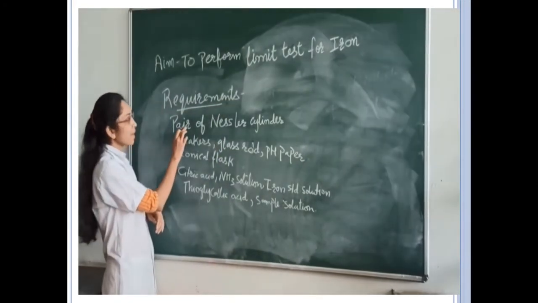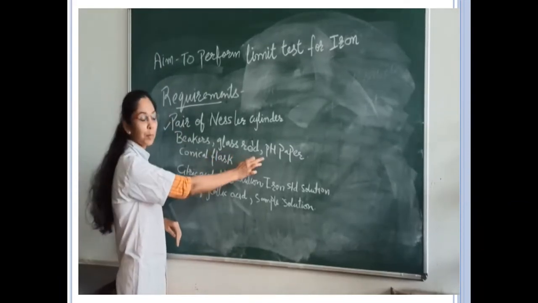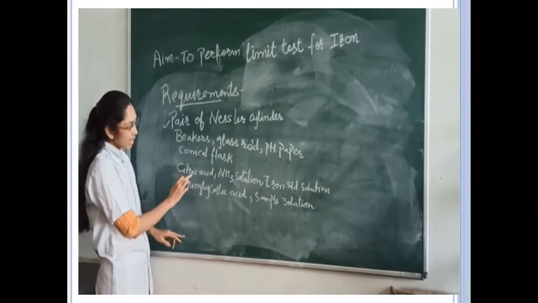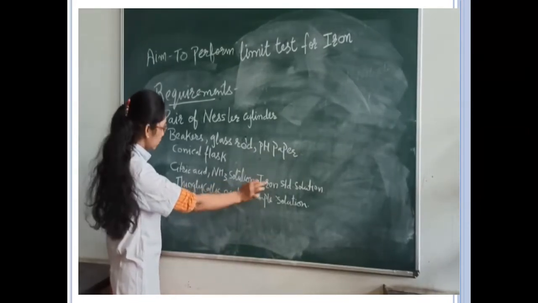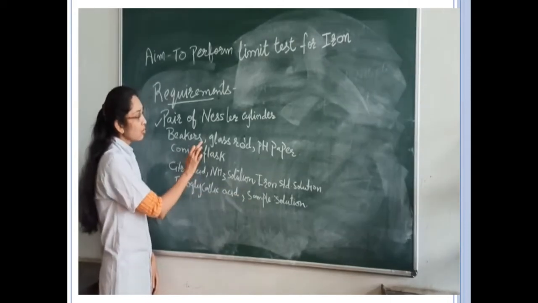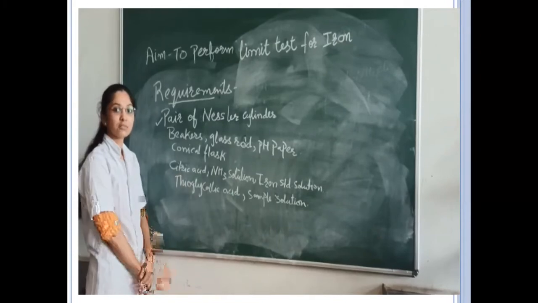We will require a pair of Nessler cylinders and beakers, glass rod, pH paper, conical flask, and the chemicals we will require are citric acid, ammonia solution, iron standard solution, then thioglycolic acid, sample solution. We would also require butter paper and spatula for weighing our ingredients.